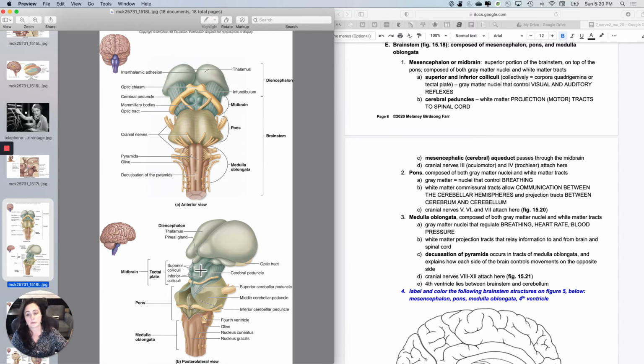Those are called the superior and inferior colliculi. Collectively, I don't like the term tectal plate. It's not commonly used. Collectively, they are called the corpora, which means body, quadrigemina, which means four twin body. And those are responsible for visual and auditory reflexes.